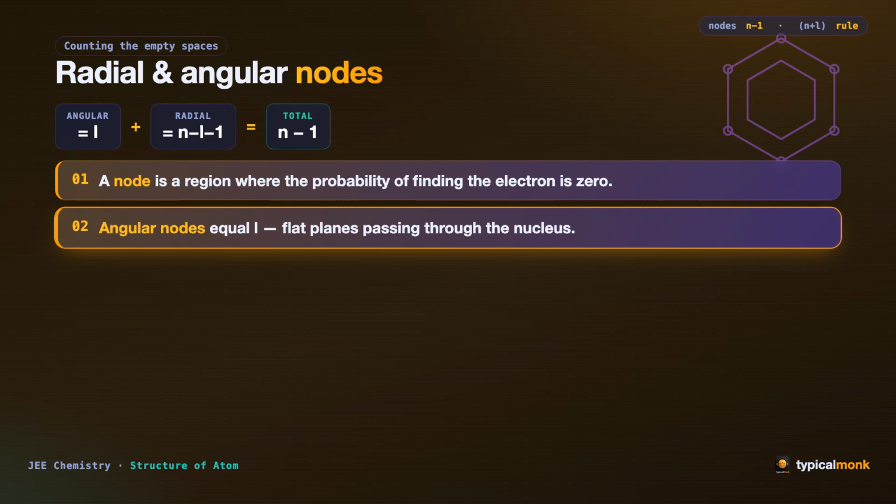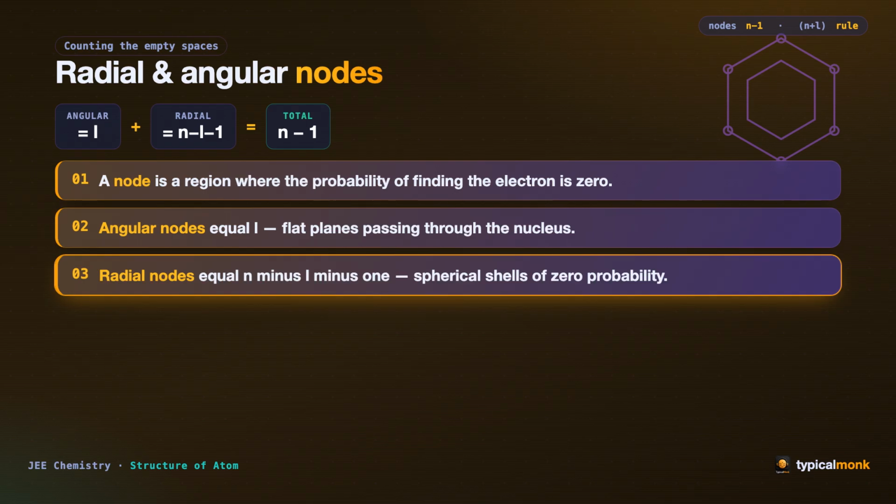So an s orbital with L equal to 0 has no angular nodes, while a p orbital with L equal to 1 has 1. Third, the radial nodes. These are spherical shells of 0 probability nested inside the orbital, and their number equals n minus L minus 1.